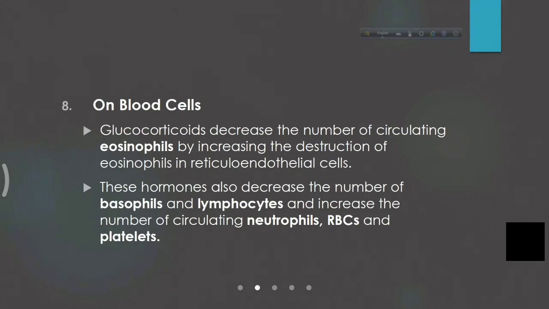Cortisol decreases the number of circulating eosinophils. In this way, it has some anti-allergic activity. It also decreases the number and the activity of basophils and mast cells, and also lymphocytes. But cortisol increases the circulating levels of neutrophils, red cells, and platelets, which are cells that counter stress in the acute stage. They help to endure stress.